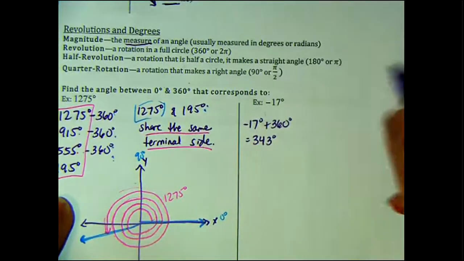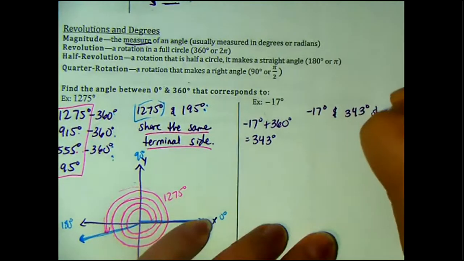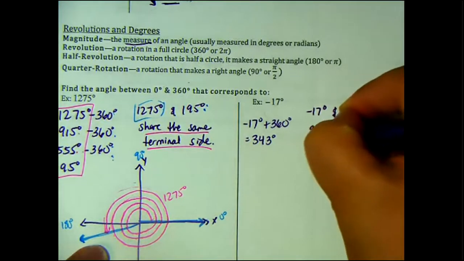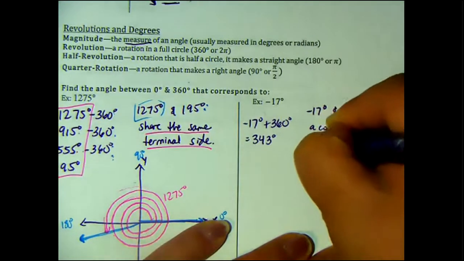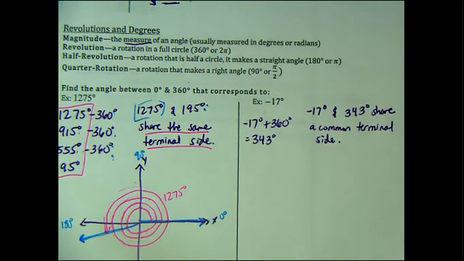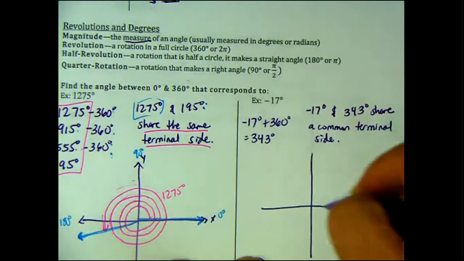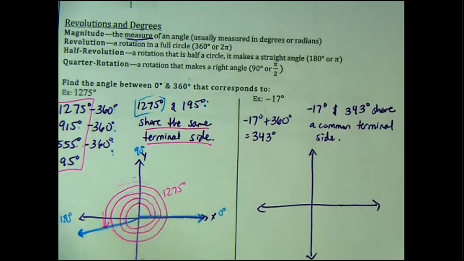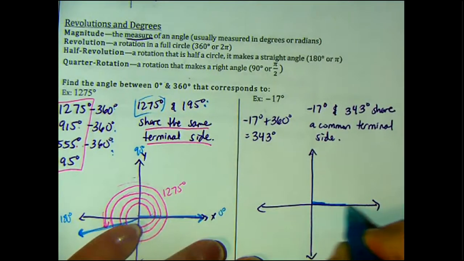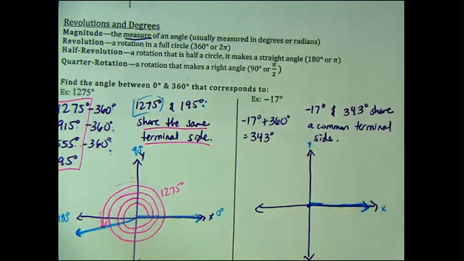So again, what this means is that negative 17 degrees and 343 degrees share a common terminal side. Because of that, when I graph the negative 17 degrees, the terminal side is going to be essentially the same. My initial side is right here. This is my initial side again, my positive x-axis. There's my x and my y.